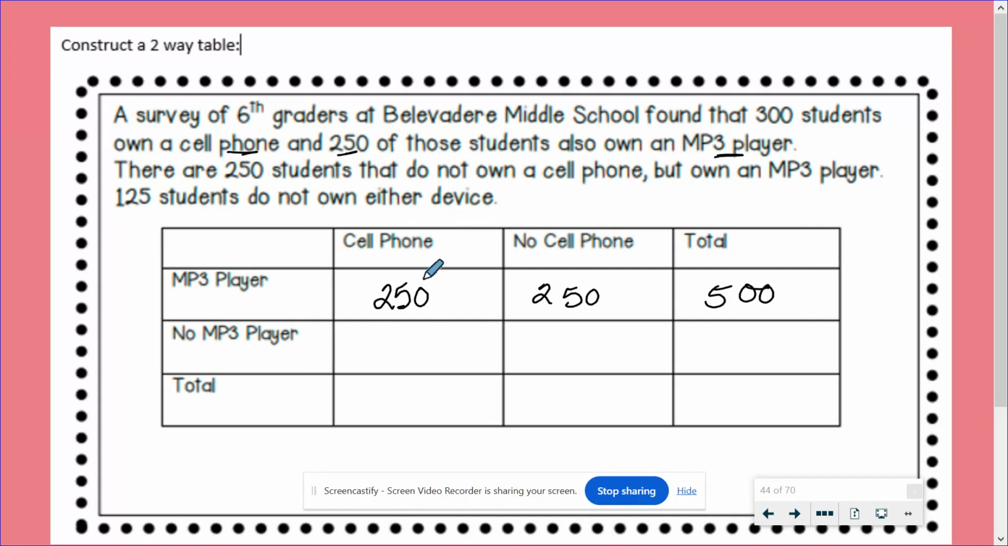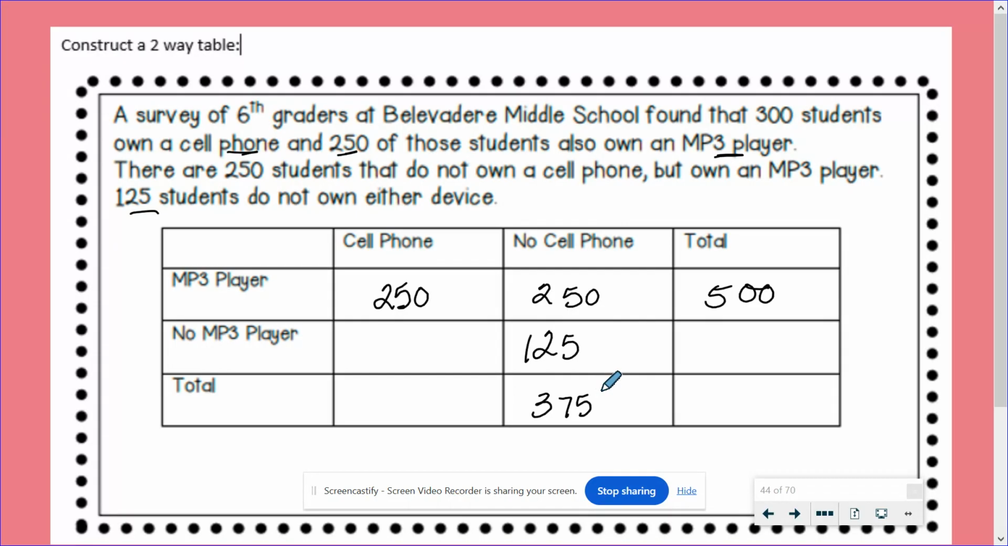All right, so what else can we fill in? We know 125 students do not own either of the devices. So that would go here, 125, no cell phone, no MP3. Which means that I can calculate this total by adding those together. 375 people do not have a cell phone.